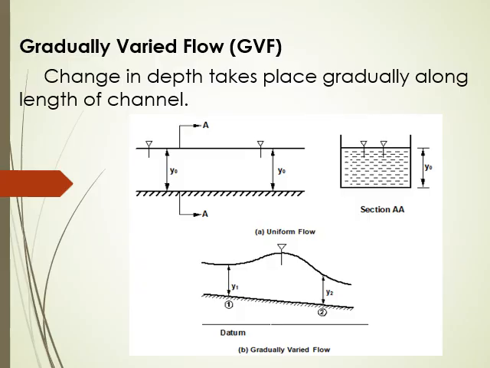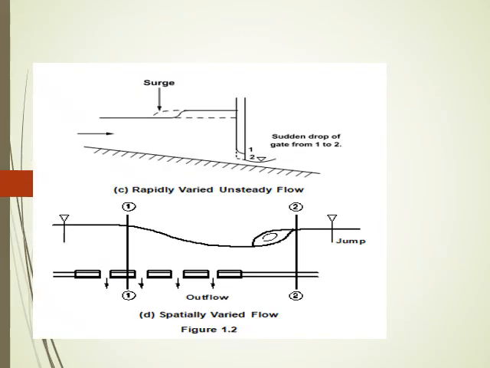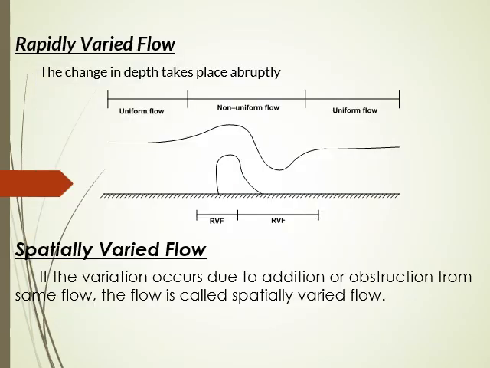An example is the backwater curve upstream of a dam. Rapidly varied flow: the change takes place very suddenly over a short distance. The best example of rapidly varied flow is the hydraulic jump. In spatially varied flow, if the variation occurs due to addition or obstruction of the flow, the flow is called spatially varied flow.